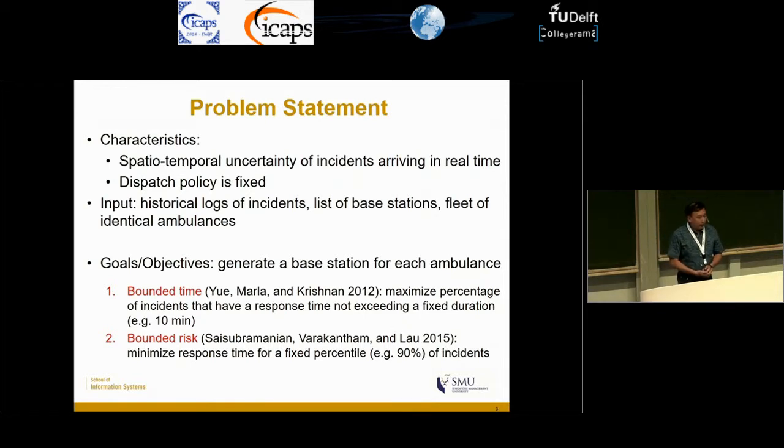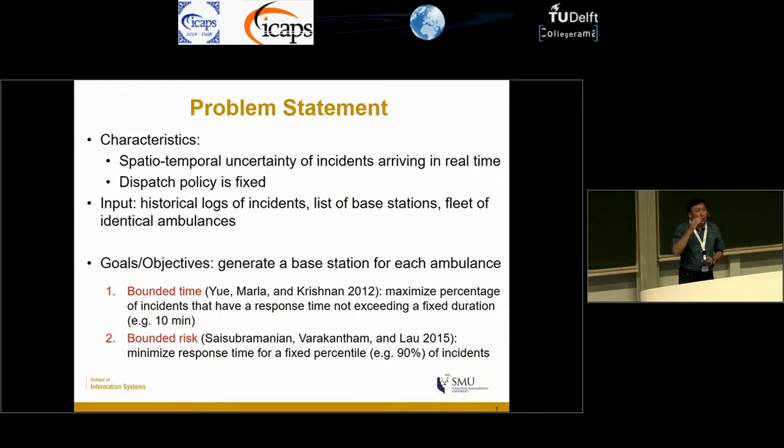So what do we have? We will be given a historical log of such incidents. Maybe for the past 1 year, we know which location, what time, what incident has occurred, and what sort of condition of the patient, for example, to give it a sense of priority. And then we're also given the list of base stations and the fleet of ambulances. Given that, what we do is to try to generate a location for each ambulance. Okay?